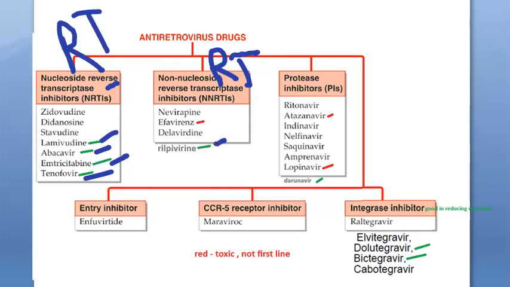So the important drugs: lamivudine, abacavir, emtricitabine, tenofovir. Here you should know rilpivirine. Then in protease inhibitors, that is some enzyme, so you can stop the virus. In that you should know darunavir.